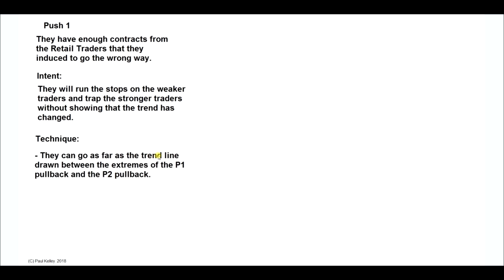They go as far as a trend line drawn with the extremes of push 1 pullback and the push 2 pullback. It looks like this. You get your 1, 2, 3. You take the pullback of push 1, the pullback of push 2, draw a trend line across that. The push 1 reversal should be contained by that trend line. The reason is, if it goes past that, they've shown the trend traders the trend is over. They don't want to do that. Not yet.